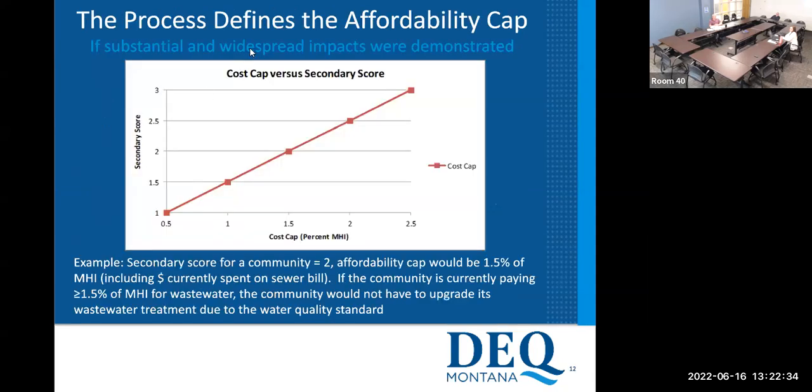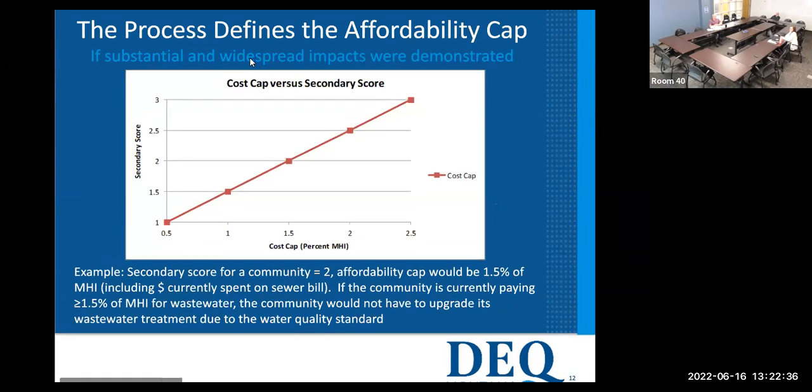All right, so at that point, we come to what we have called the remedy. If a community is trying to meet a water quality standard of some type, and they've gone through this process and shown that they would have substantial and widespread financial impacts from trying to meet it, then what is the remedy? It varies according to 2 components as shown on this graph.